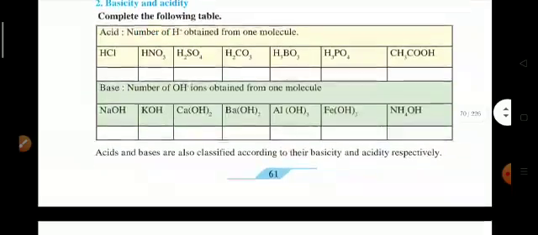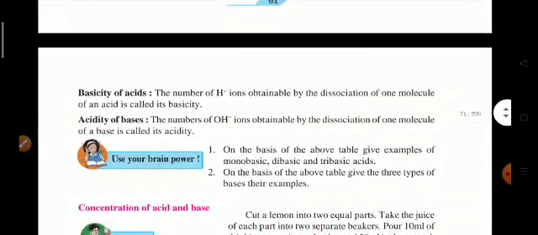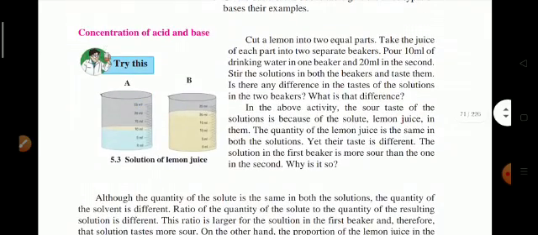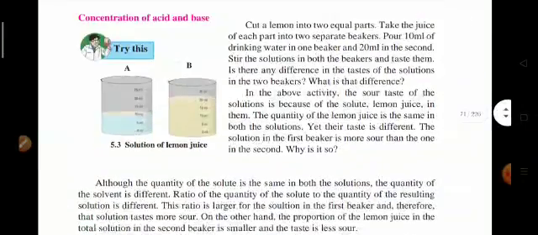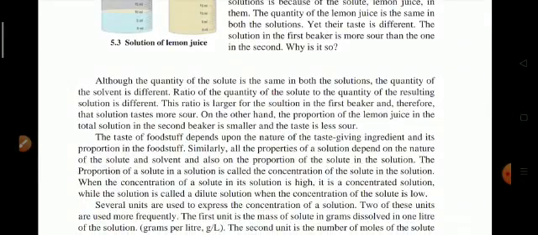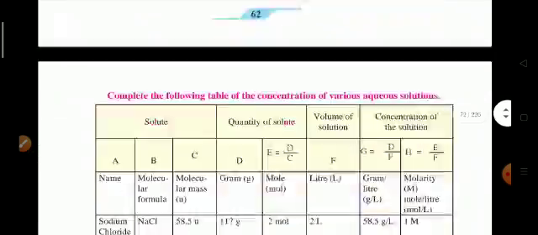What is basicity and acidity? Basicity of acids: the number of H+ ions obtainable by the dissociation of one molecule of an acid is called its basicity. Whereas acidity of bases: the number of OH- ions obtainable by the dissociation of one molecule of a base is called its acidity. What is the concentration of acid and base? The amount of compound present in the aqueous solution is the concentration of acid and bases, and it depends on H+ and OH- ions.